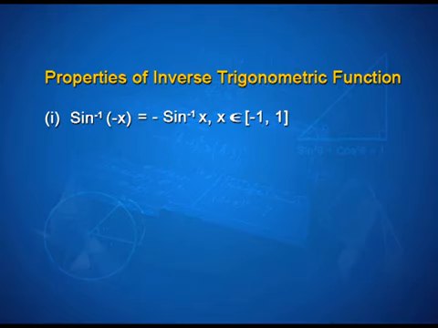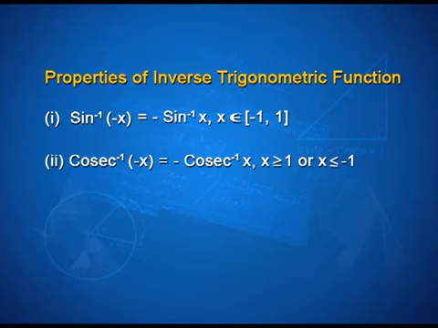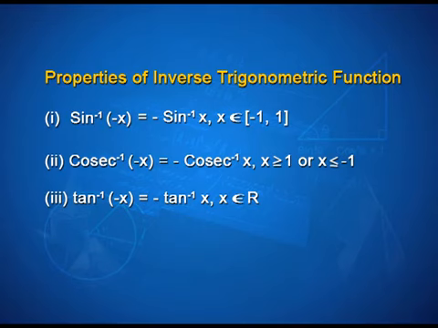What does our second property say? Second property says that sin inverse of minus x is equal to minus of sin inverse x, where x belongs to the closed interval minus 1 to 1. Cosec inverse of minus x is minus of cosec inverse x, where x is greater than or equal to 1 or x is less than or equal to minus 1. Tan inverse of minus x is minus of tan inverse x, where x belongs to real numbers.